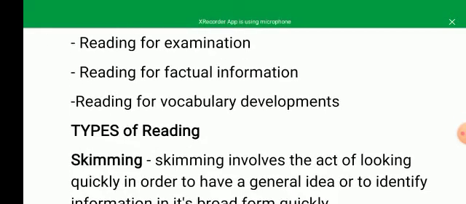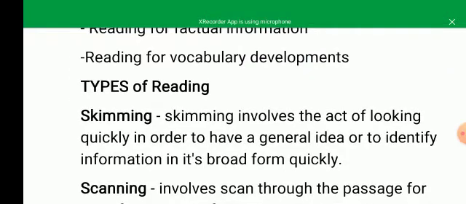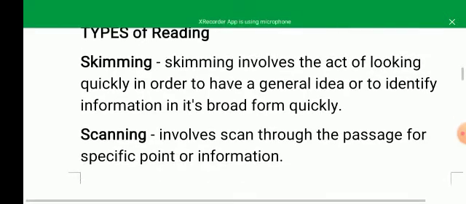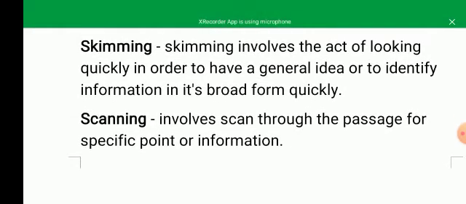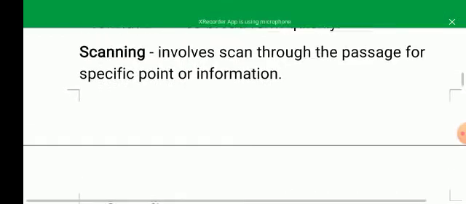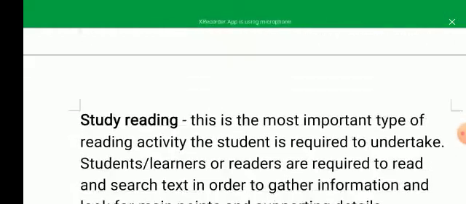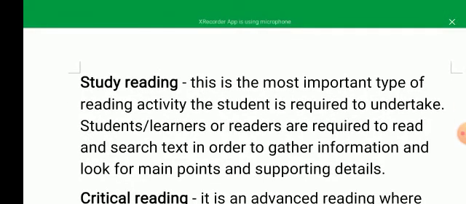Now, we have types of reading. Mentioned here is skimming. Then you can read the meaning in front of it. Then another one is scanning. The other one is study reading. Now let's go through this one together.